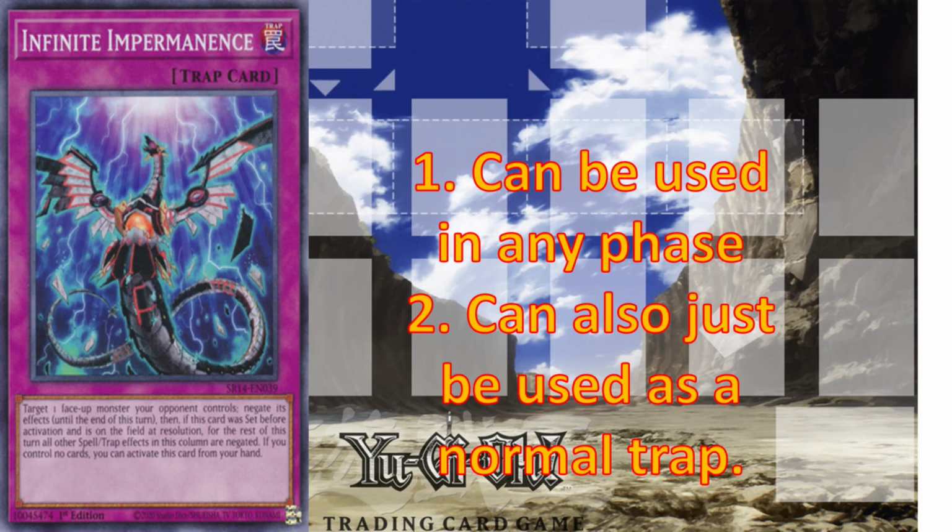And if we go into Infinite Impermanence, one can be used in any phase, two can also just be used as a normal trap. This is the king of versatility. Infinite Impermanence is a card that basically signifies how versatile a card should be. You can use it in the hand, set it, and use it in the field. And on the field, it has extra abilities. This is the pivotal moment of how you see how a versatile card works in Yu-Gi-Oh!